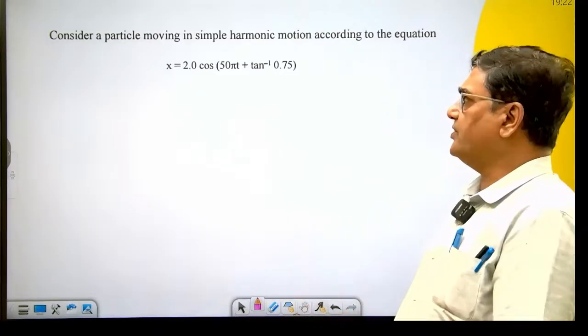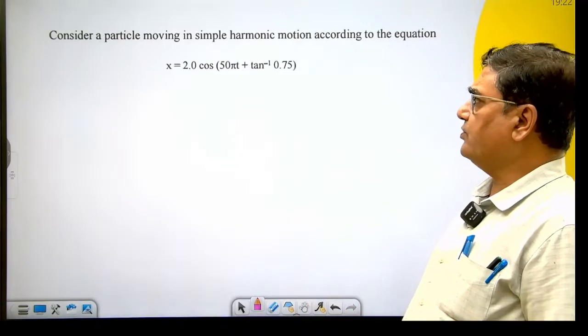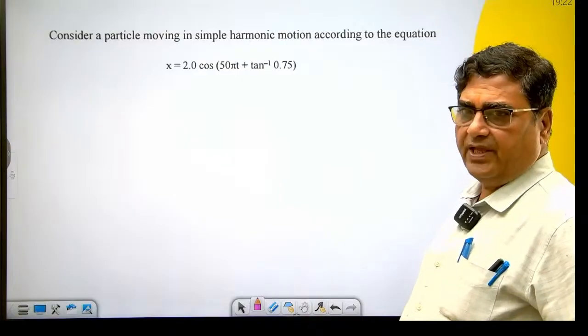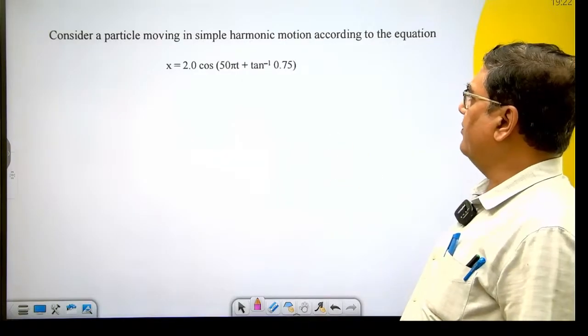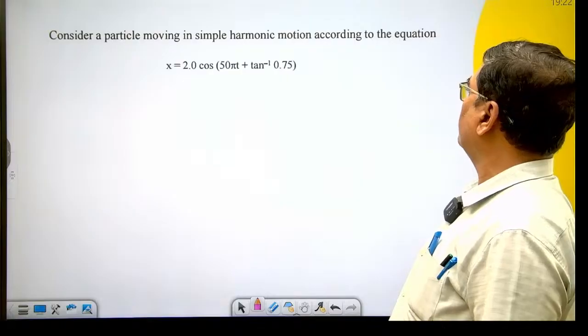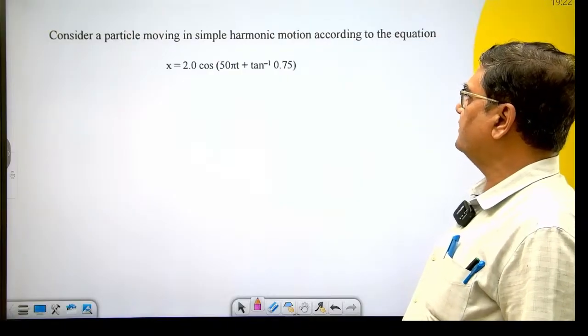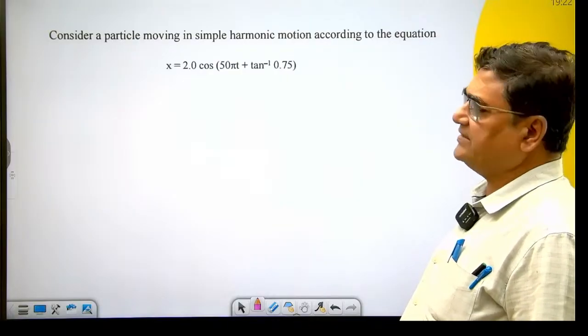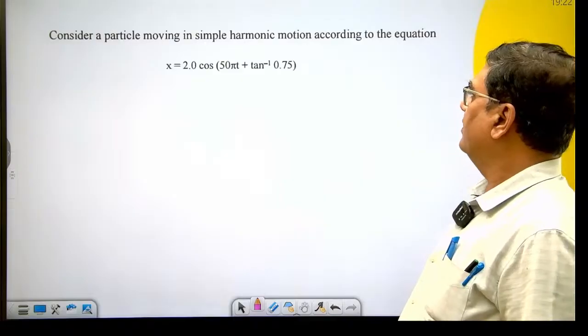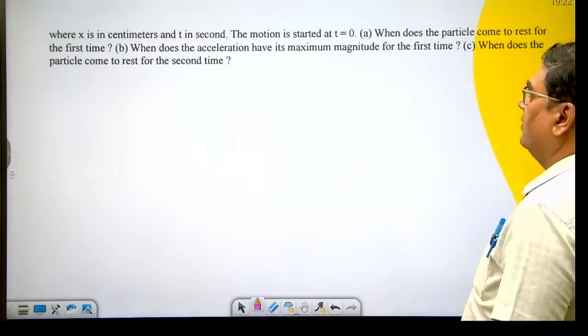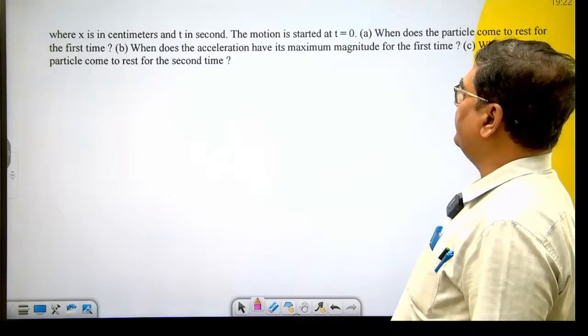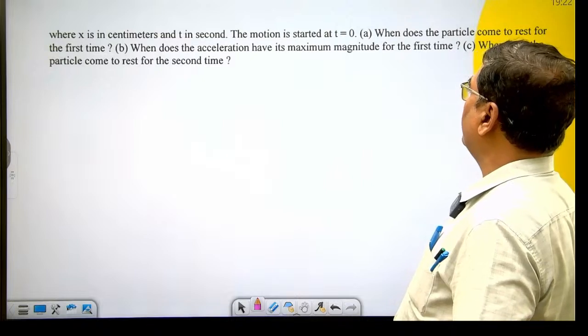This is a very good question. Here one should know the importance of the phase, okay? Consider a particle moving in simple harmonic motion according to the equation x equal to 2 cos(50 pi t plus tan inverse 0.75), where x is in centimeter and t in second. The motion is started at t equal to 0.